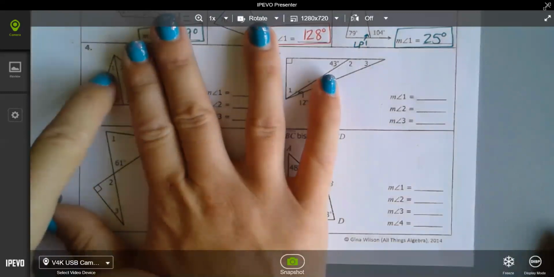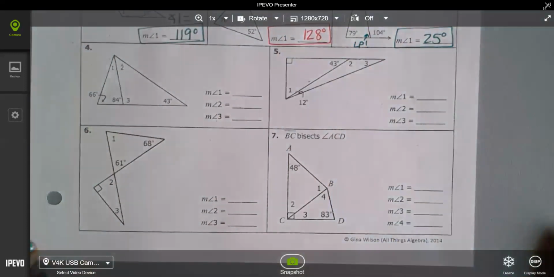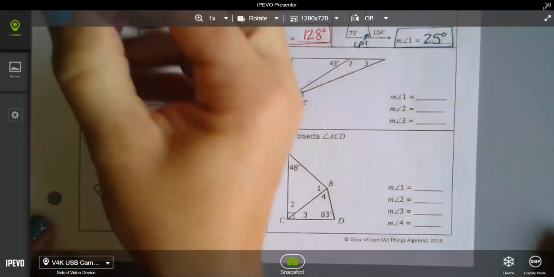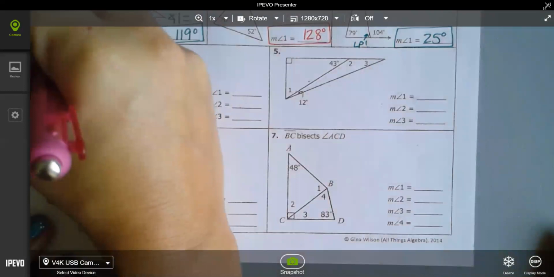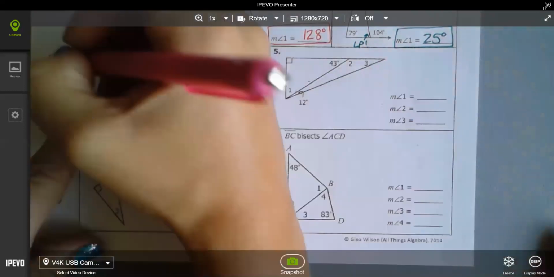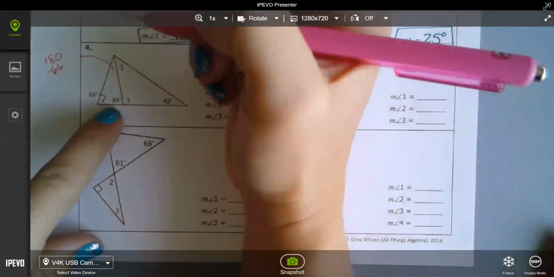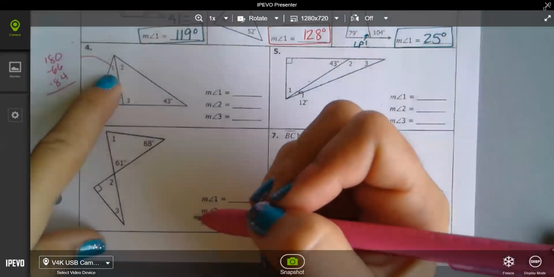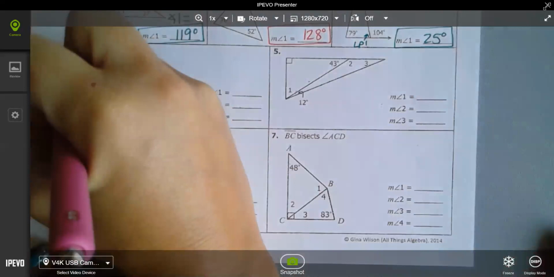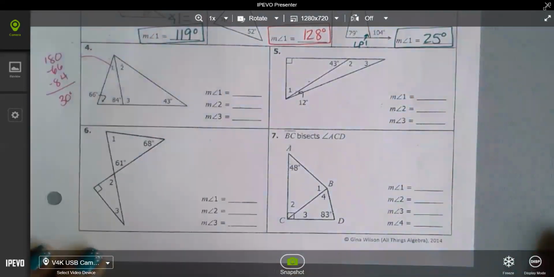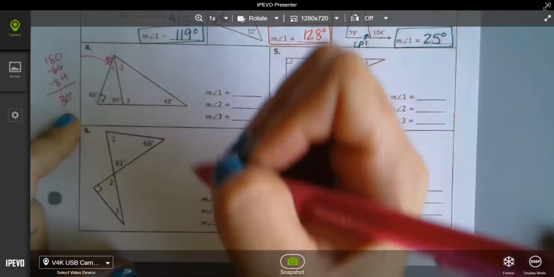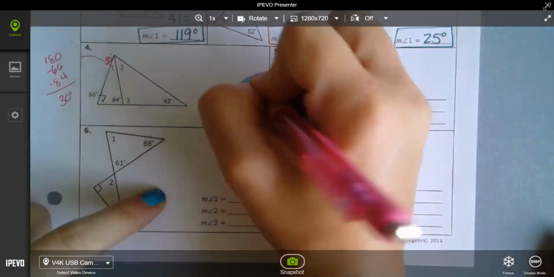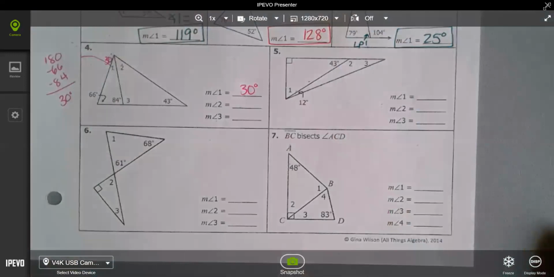Can I find the one missing angle? Yep. So off to the side here, a triangle's 180. If I subtract away the 66, and I subtract away the 84, that's going to leave me with 30 degrees left over to be angle 1. So angle 1, I'm going to write it right here, is 30 degrees, and I can write in an answer of 30 degrees.